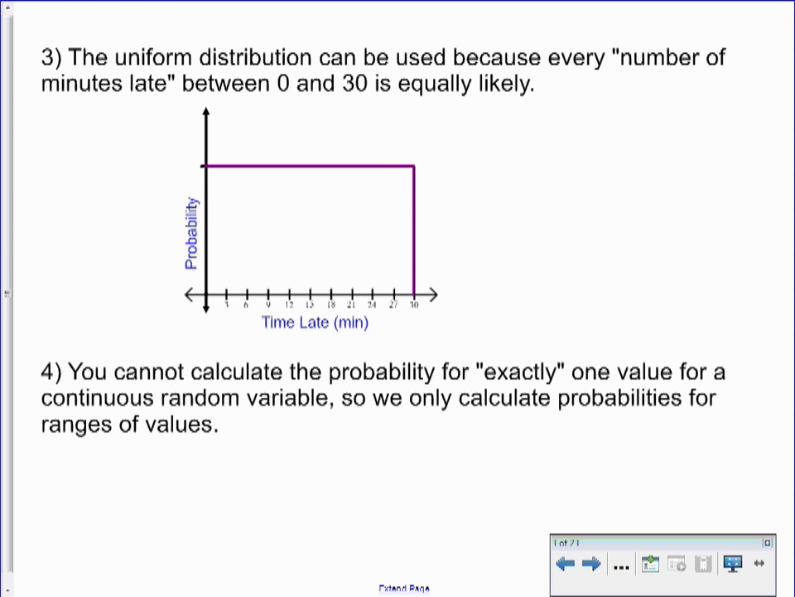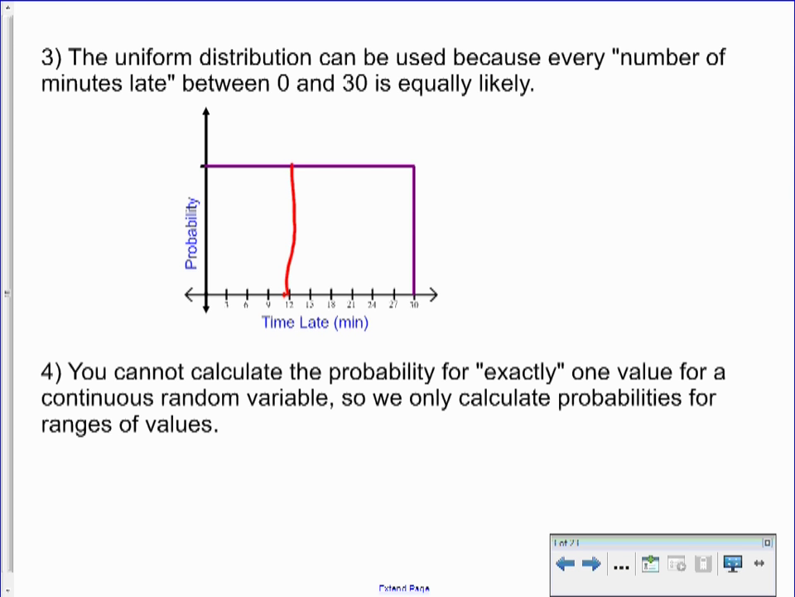it turns out that for a continuous random variable, you cannot calculate a probability for exactly one item. So we are never going to find the probability that they are exactly 12 minutes late. It's not going to happen. Because, let's think about that. Let's talk about exactly 12. That would be right here on the graph. You should make a straight line.